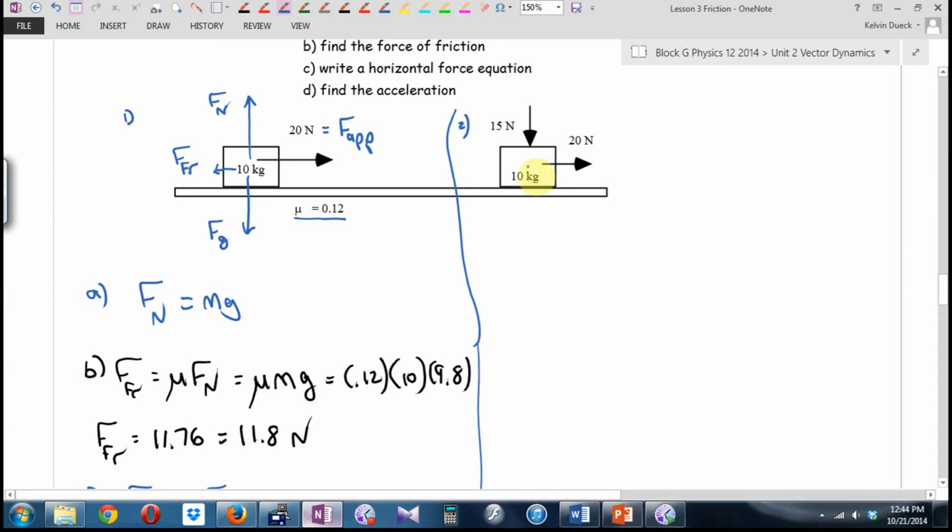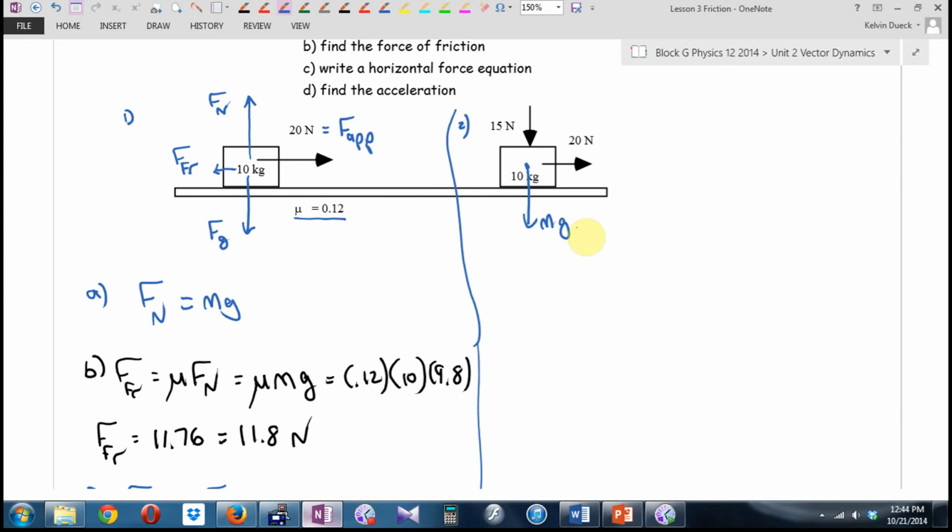Okay, what are the forces acting on this box, Rob? Get the obvious one. What else? There is one more that they gave me. Can you see it? Another vertical force. 15 newtons. What direction? Down. Is this box sinking into the ground like quicksand? Is it flying into the air like Superman?